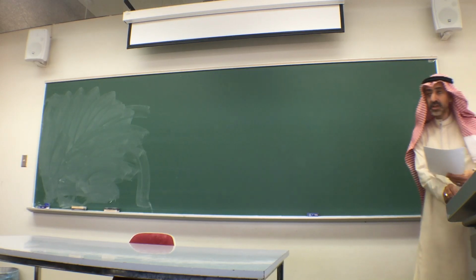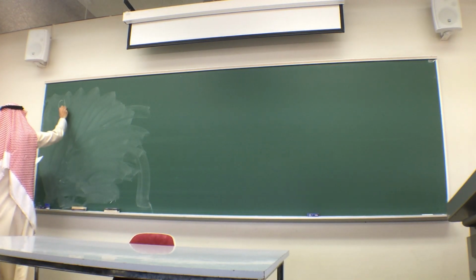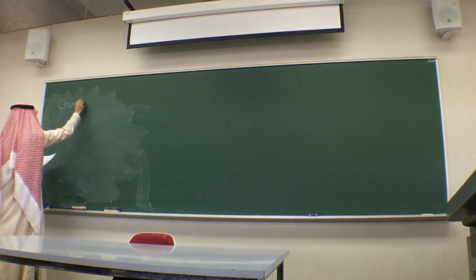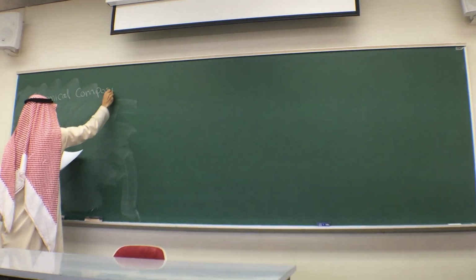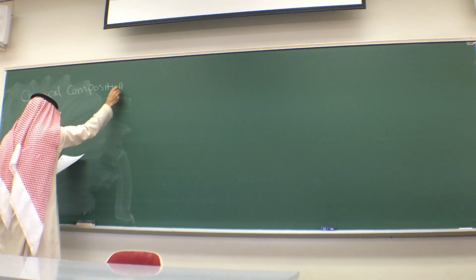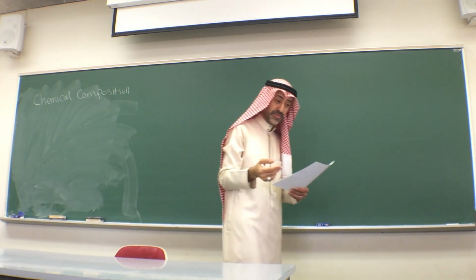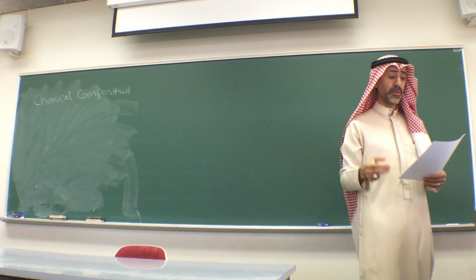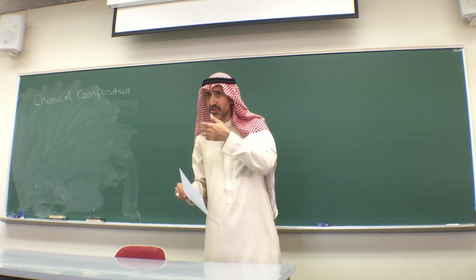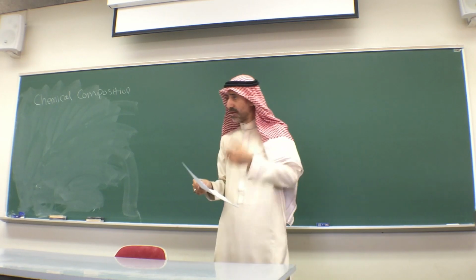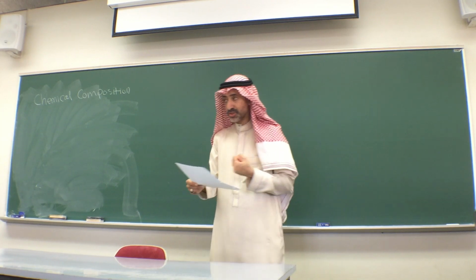One of the most important things is the chemical composition. Usually material in nature, or in any chemical process, is a mixture of various species. It's not only oxygen, not only carbon. No, it is a mixture of species.